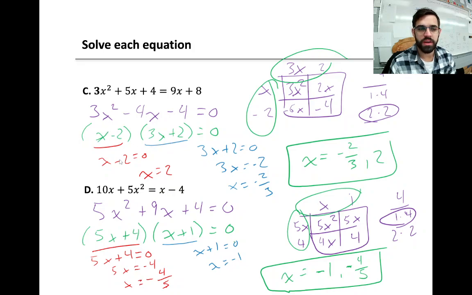So if either of those factors equals 0, we have a solution. So we'll set x minus 2 equal to 0, and we'll set 3x plus 2 equal to 0. We'll find our two solutions are 2 and negative 2/3. Well, again, example D, set it in standard form equal to 0. Factor using box method. Set each factor equal to 0, and we have two solutions, negative 1, negative 4/5.